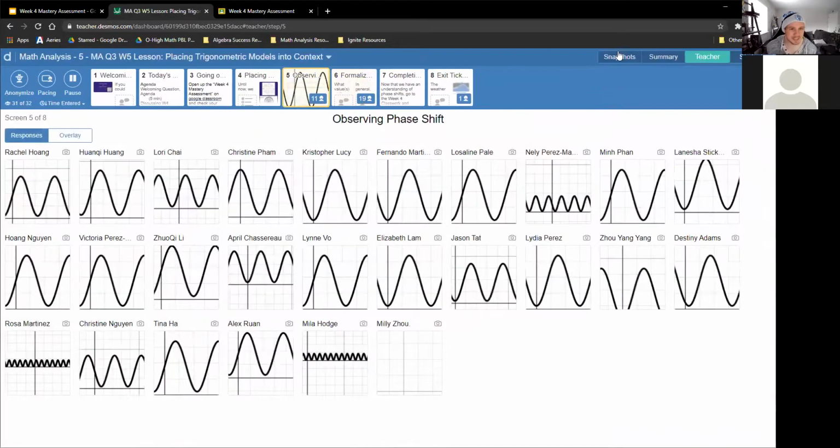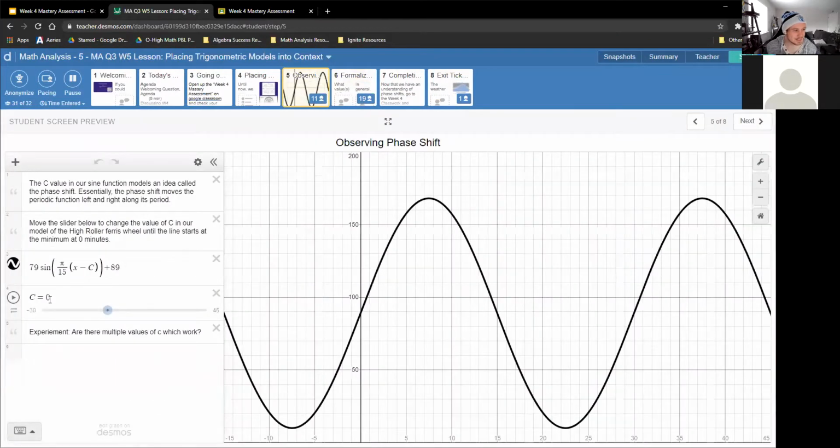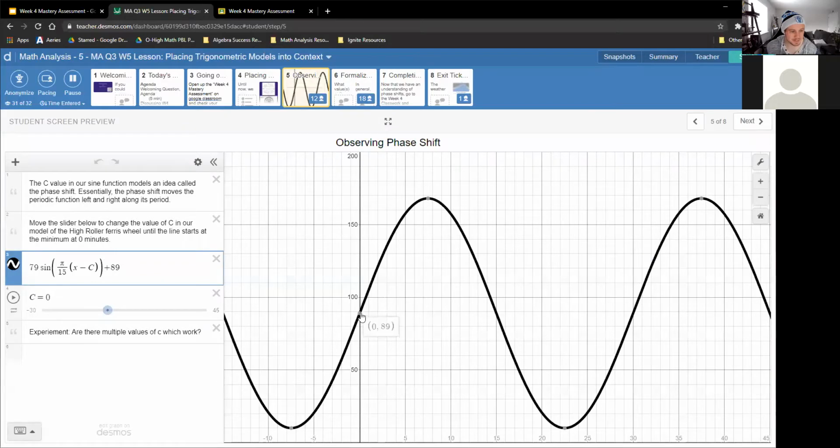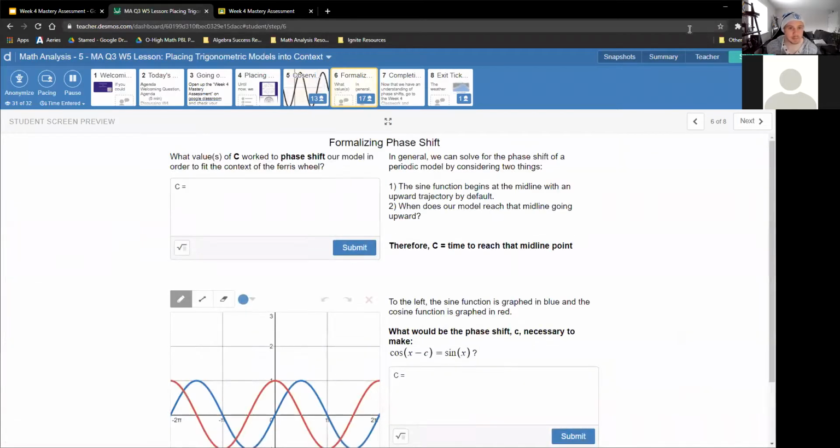Wait, hang on. I just want to show you guys something real quick. The starting position was 0, guys, right? Remember when C was 0, we started at the midline, but recall that our goal was to start at the minimum, right? We want this minimum brought to the y-axis where x is 0. Okay, guys? So what do we got here?